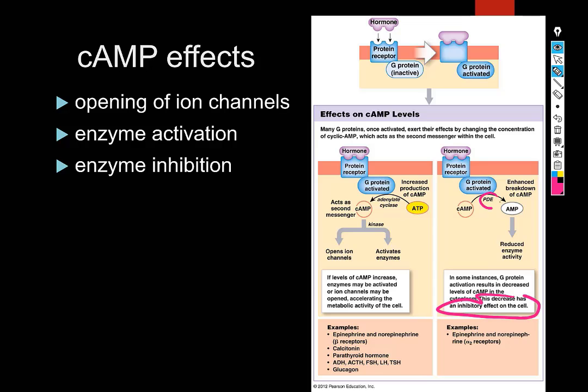One piece of the puzzle that's missing is PDE. So kind of the opposite of adenylate cyclase. This stands for this word: phosphodiesterase. So this is an enzyme that basically turns cyclic AMP into a non-signaling form, which is just regular adenosine monophosphate.